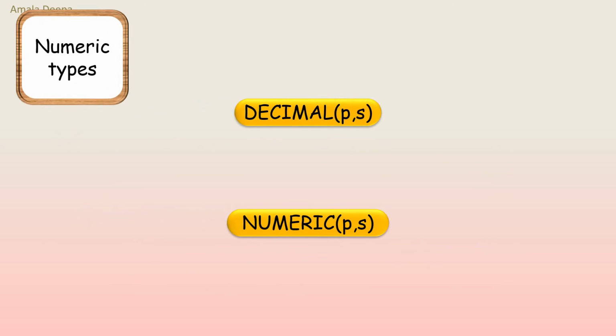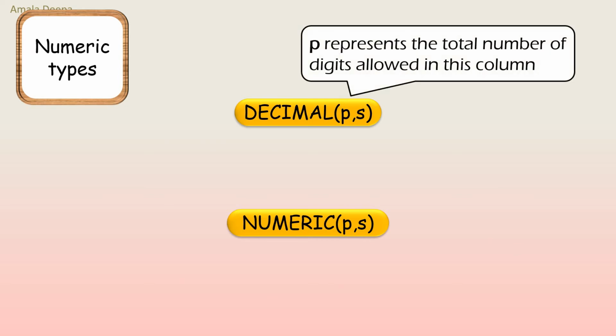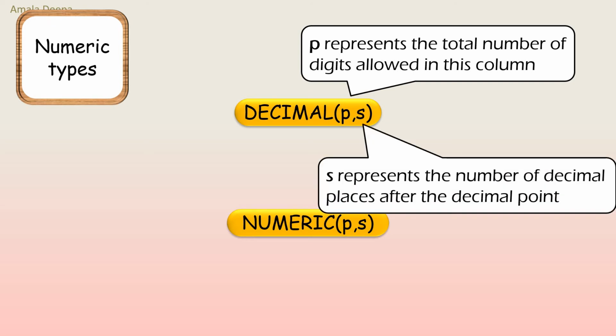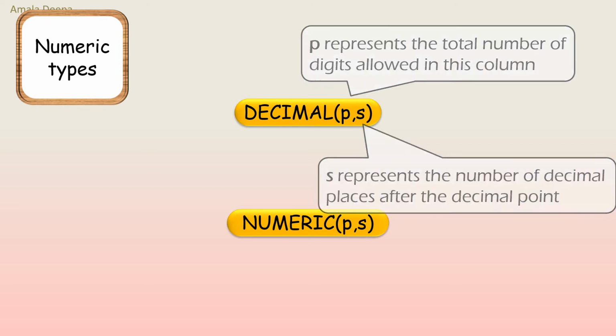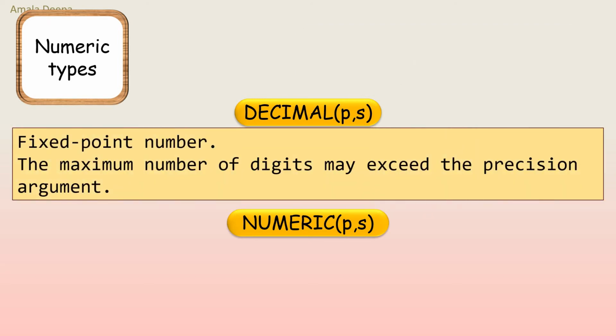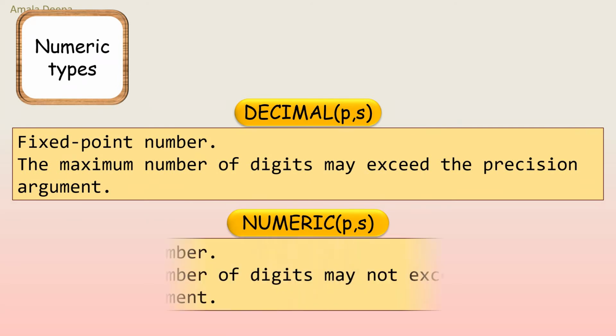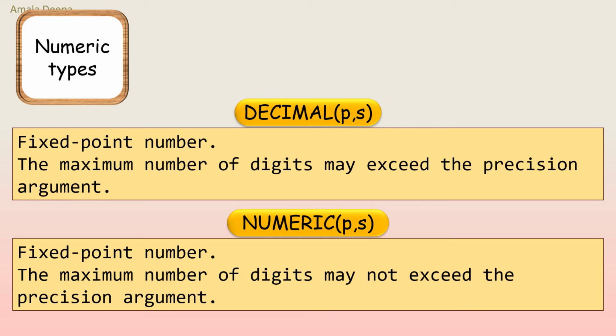Numeric types: decimal(P, S). P represents the total number of digits allowed in this column. S represents the number of decimal places after the decimal point. Fixed point number: the maximum number of digits may exceed the precision argument. Numeric(P, S). Fixed point number: the maximum number of digits may not exceed the precision argument.